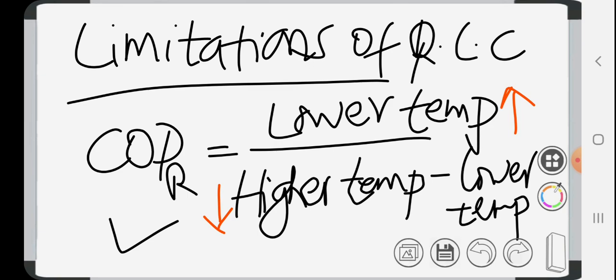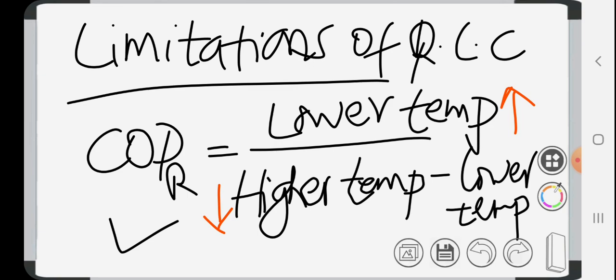So the higher temperature T2 is the temperature of cooling water or air available for rejection of heat in the atmosphere, or the ambient temperature. And the lower temperature is nothing but the temperature of the refrigerator or the space required to be cooled. Higher temperature is the temperature of the ambient or atmosphere, or the cooling water or cooling air available for the rejection of heat by the working fluid, right?